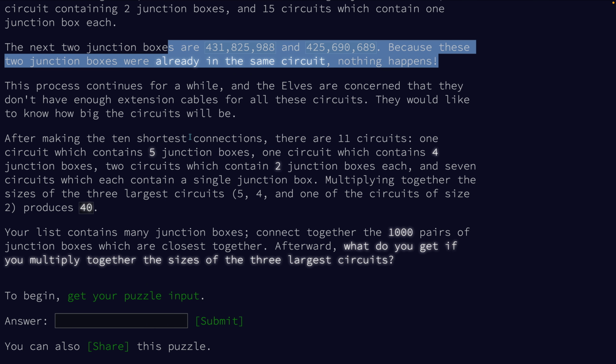After making the 10 shortest connections, there are 11 circuits. One circuit contains 5 boxes, 1 has 4, 1 has 2, and 7 are singles. Multiplying together the sizes of the 3 largest circuits, so 5, 4, and 2, produces 40. Your list contains many boxes. Connect together the 1,000 pairs of junction boxes which are closest together. Afterwards, what do you get if you multiply together the sizes of the 3 largest circuits?